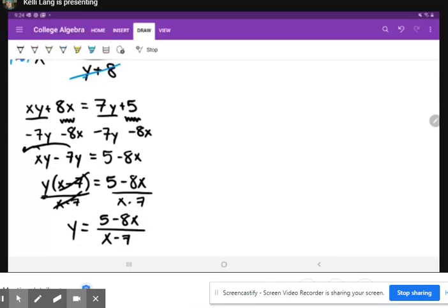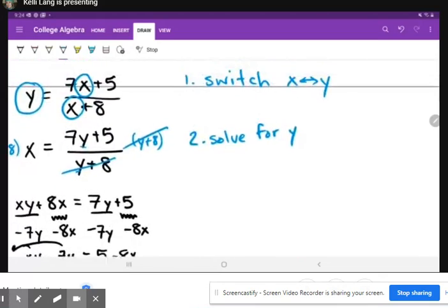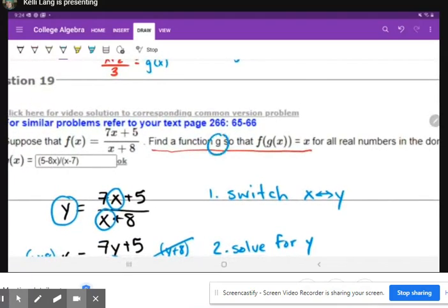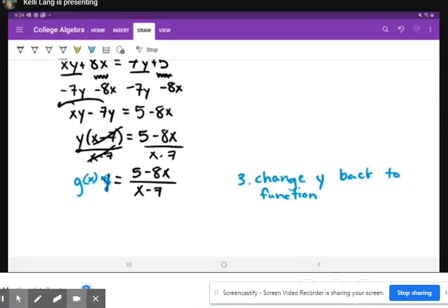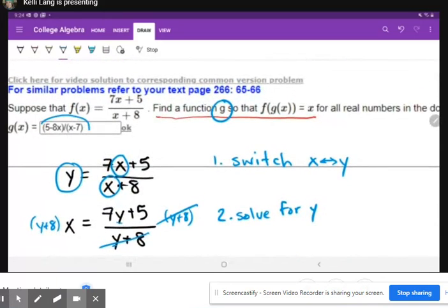That is our inverse. Now, keep in mind, step 3, you'll change y back to function notation. And the letters you use for your function notation are going to depend on the problem. I think here they tell us to find a function g, so we're going to call our inverse g of x. So we'll just cross that off and we'll just write it as g of x instead. So this is our inverse. This is our g of x. (5 minus 8x) over (x minus 7), and that's what you plug in right here.